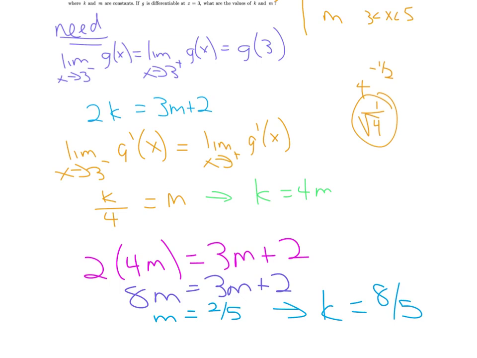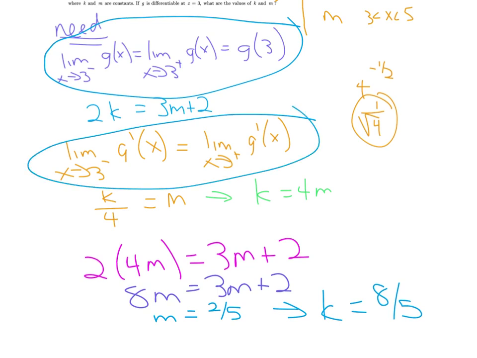Now, keep in mind, I need to show the continuity piece. That would be the purple piece up here. And then I need to show the differentiability piece. That would be the orange piece. In this case, I then had a system of equations that I needed to solve. Oh, and that's it. We're done.